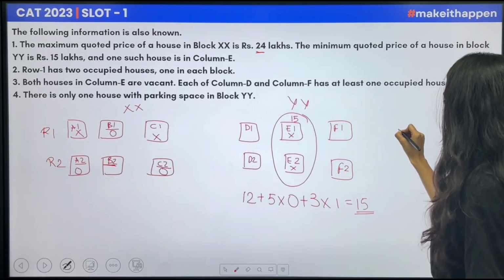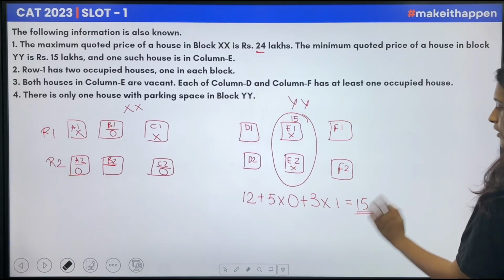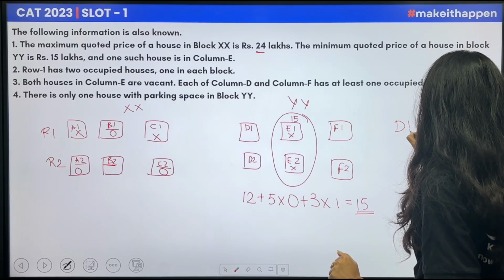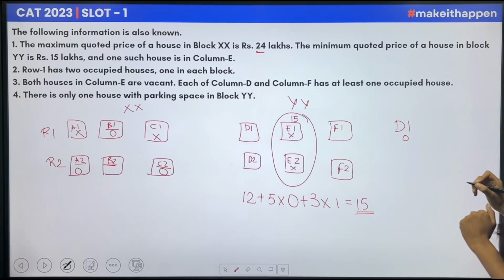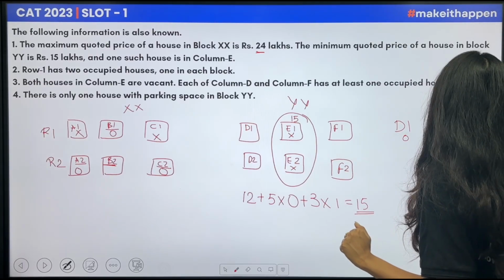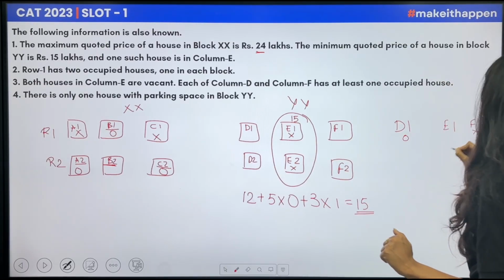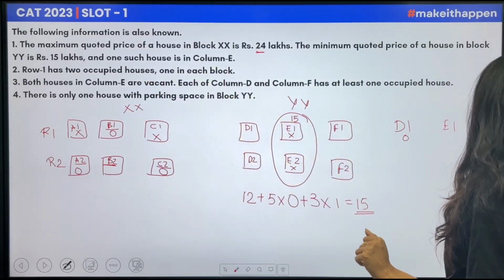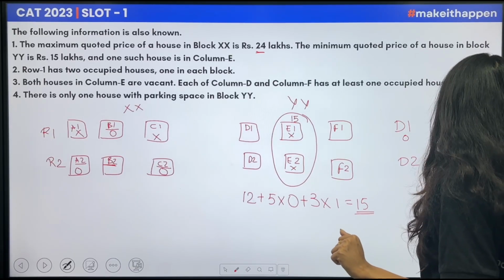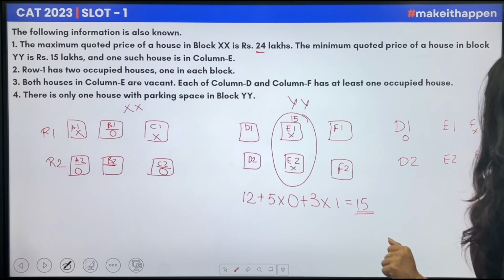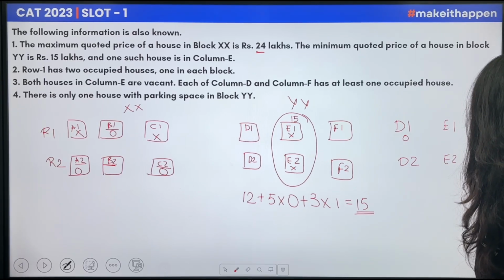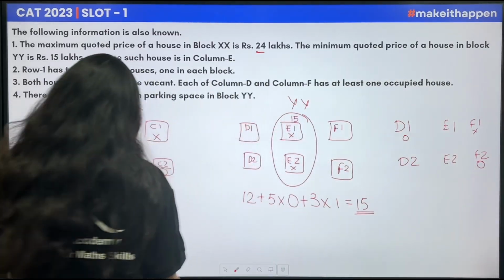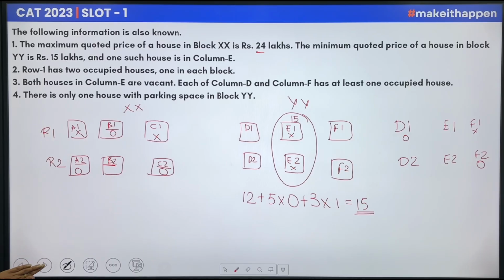Let's assume D1 is occupied, so this has one neighbor. If D1 is occupied, F1 can't be occupied because row 1 has 2 occupied houses, one in each block. So if D1 is occupied, F1 can't be occupied. Then D2, E2 and F2: if F1 is not occupied, F2 has to be occupied because at least one of the two houses is occupied. Now let's move to the first question.